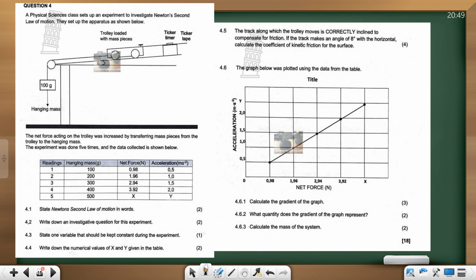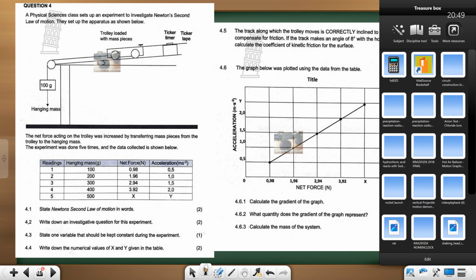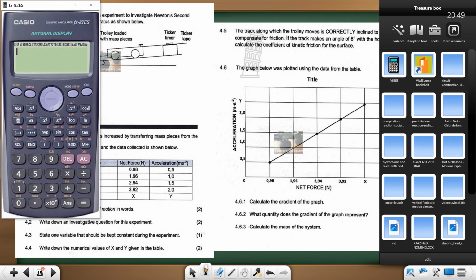I think you can actually see this. How are we getting the net force? Do you notice net force? We are saying 100 times 9,8. We have 0,98 there.